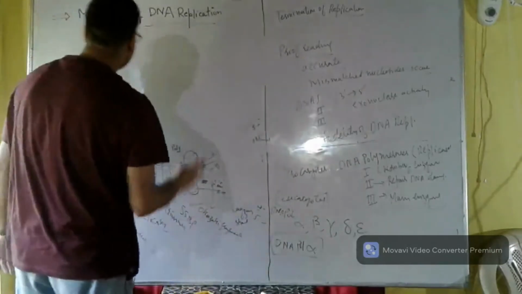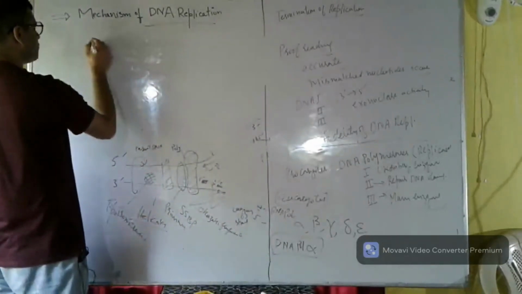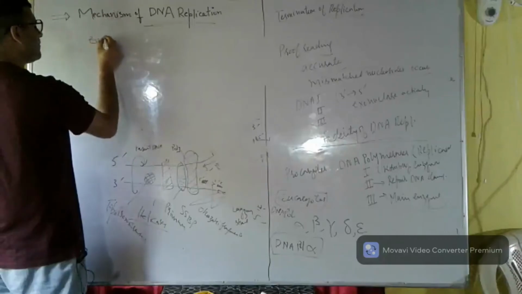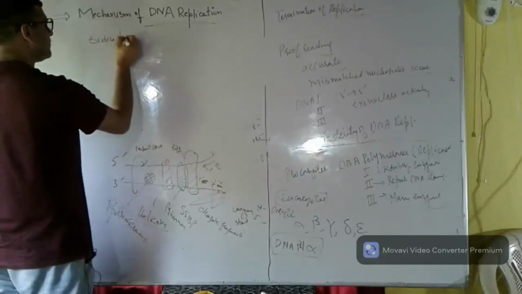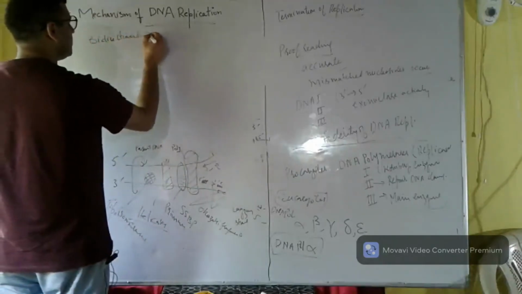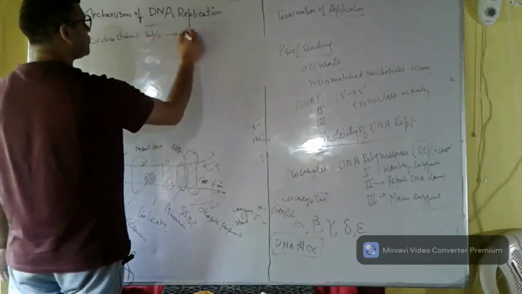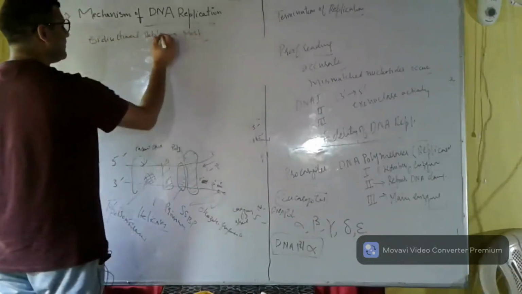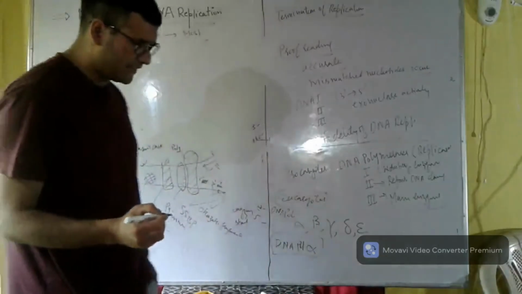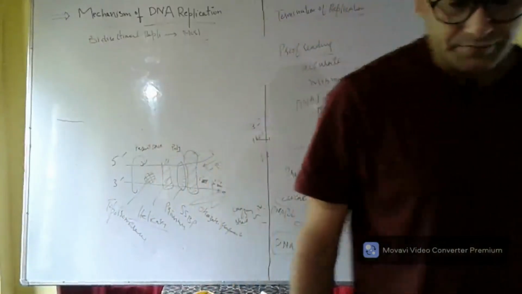Now, most replication is bidirectional replication. Bidirectional replication is the most common replication type.